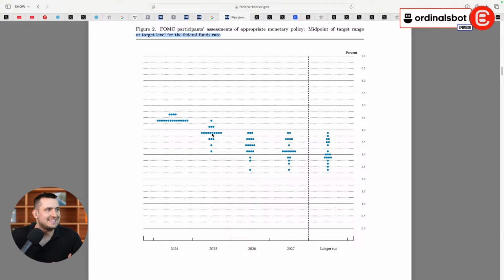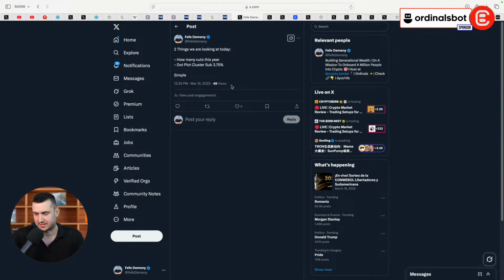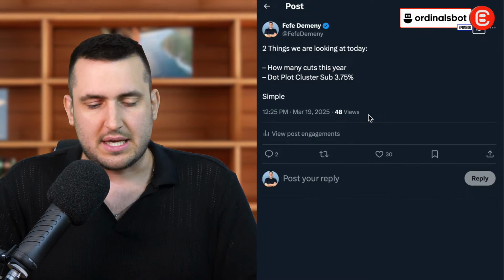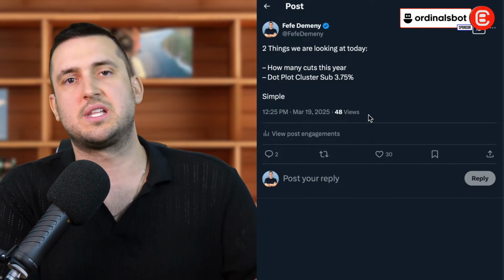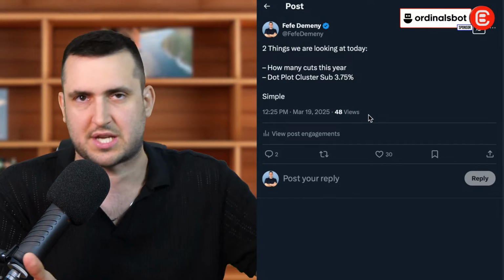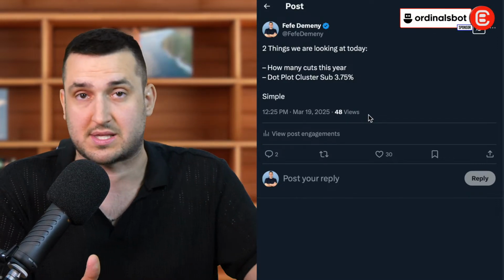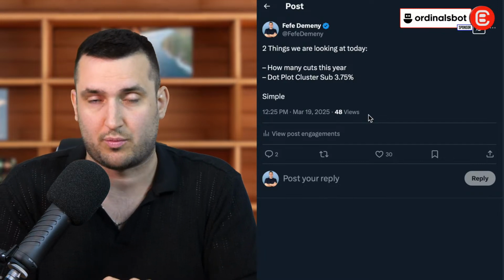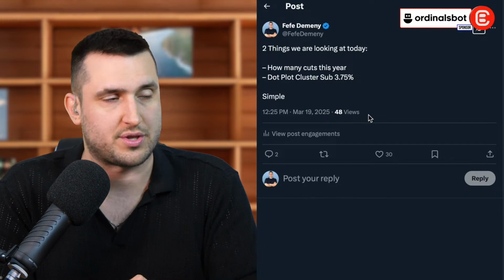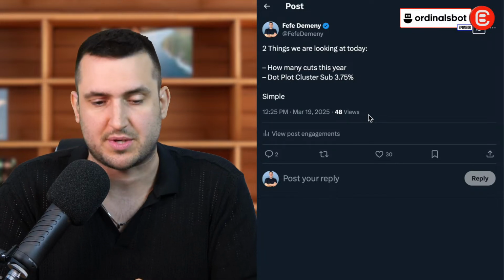Now, why is this relevant, and why is this the one thing that we actually are going to look at today? Because if the dot plot comes in lower than 3.75, which will result in probably more rate cuts, they could potentially cut it all at once, but most likely it's going to be at least 3 cuts, which is not what is priced in now. What is priced in is 2 rate cuts for the year. That is very, very bullish for the economy for a couple of reasons.